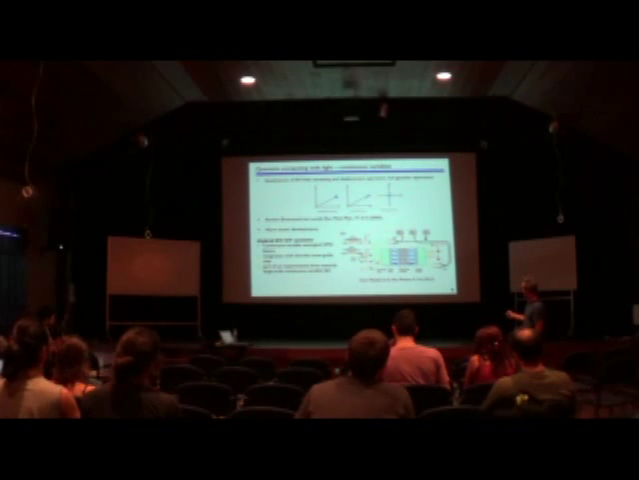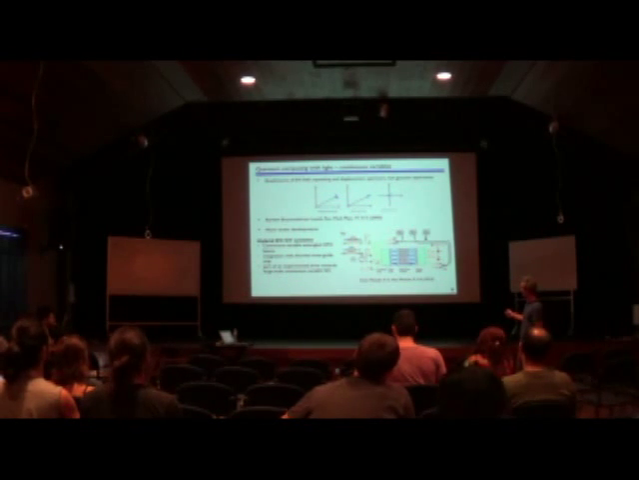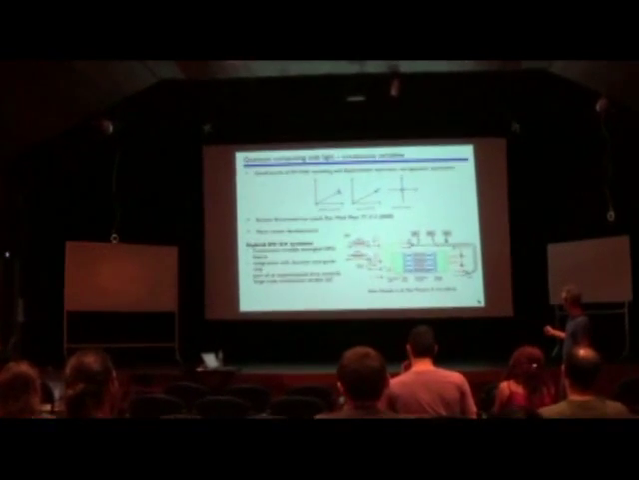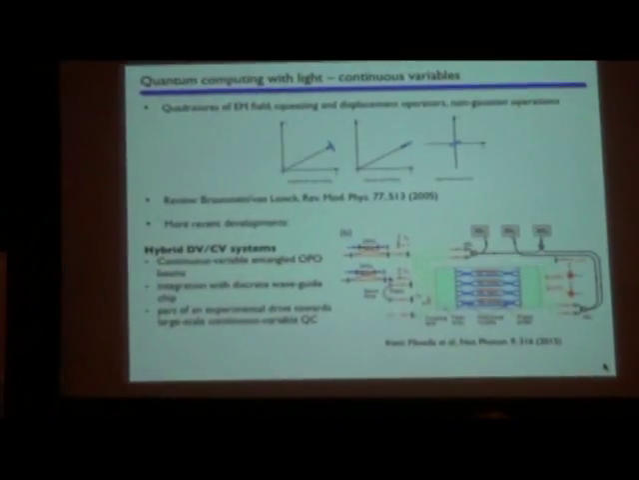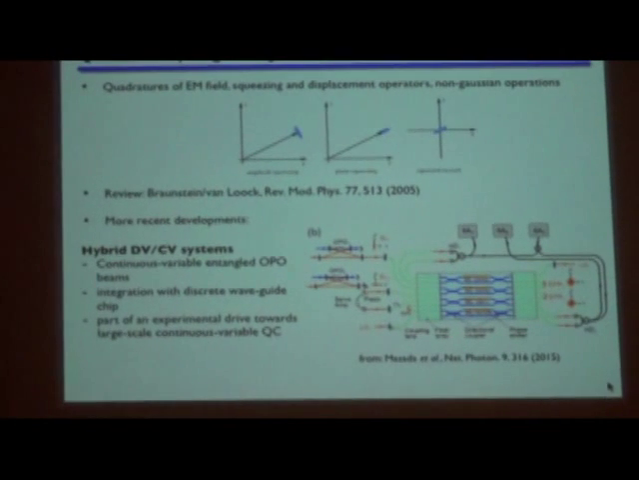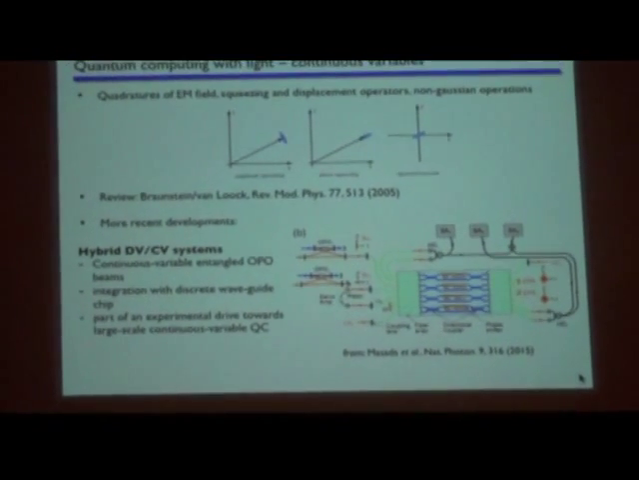There have been many papers, notably by Furusawa's group in Japan, which use continuous variables produced by these optical parametric oscillators. In this paper particularly, it's interesting because they combine the continuous-variable production of states and detection at the end with some integrated photonics. We've seen examples of that in Philip Walther's talk, and I'll be talking a little bit about that.